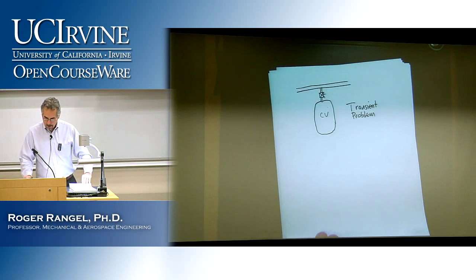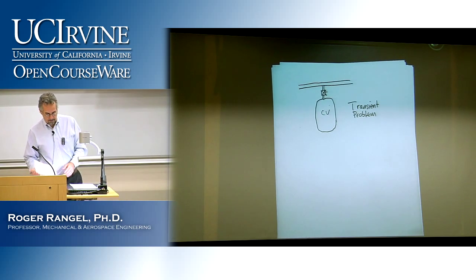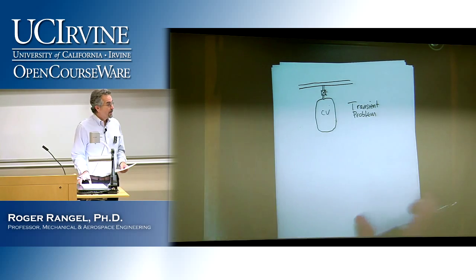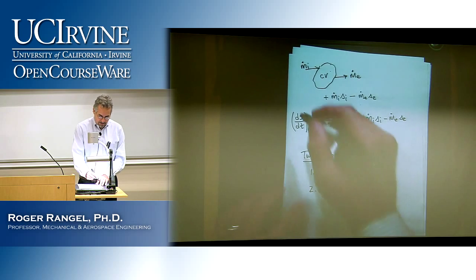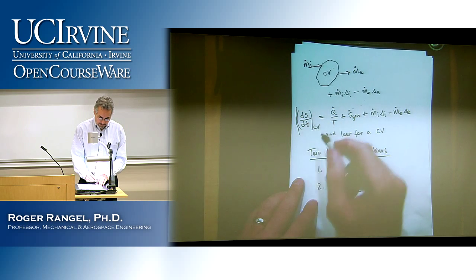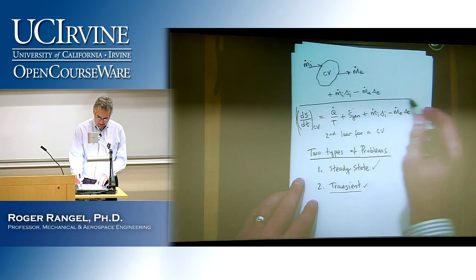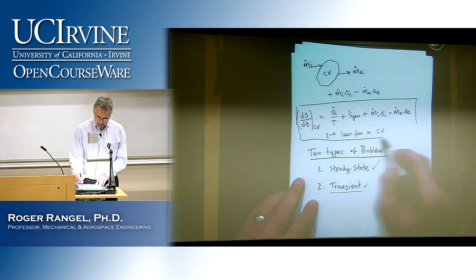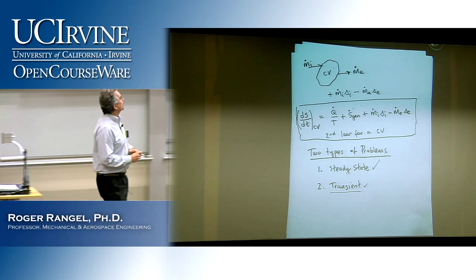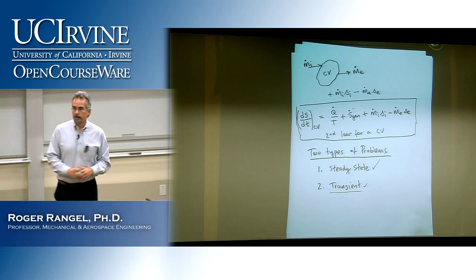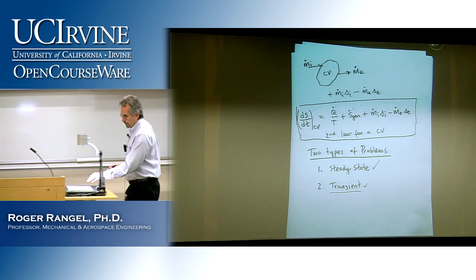So in order for us to have an equation that is useful for those problems, we need to go back to this. So we go back to this equation, which is the complete equation, the second law for a control volume. But we want to modify this equation a little bit so that we can use it for a problem such as the filling of a tank.